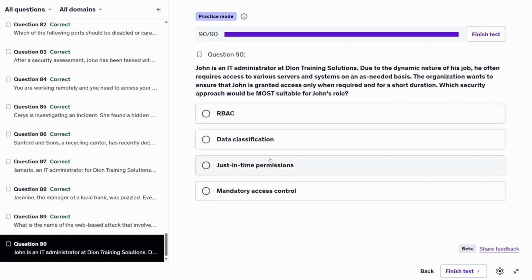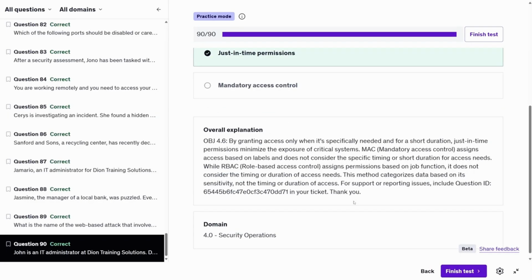So similar to least permissions, this one here is referring to just-in-time permissions. By granting access only when it's specifically needed for a short duration, just-in-time permissions minimize the exposure of critical systems. Mandatory access control assigns access based on labels and does not consider the specific timing or short duration for access need. While RBAC assigns permissions based on the job function, it does not consider the timing duration of access needs. This method categorizes data based on its sensitivity, not the timing or duration of access.